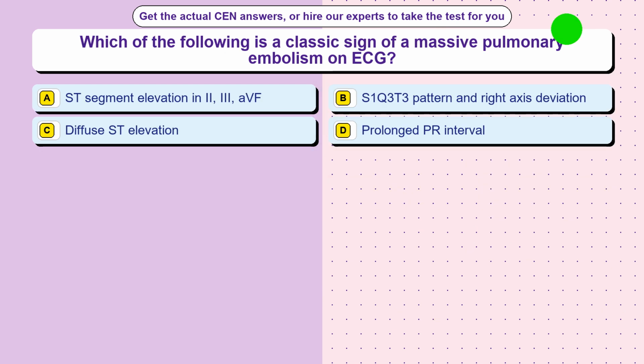Question 88. Which of the following is a classic sign of a massive pulmonary embolism on ECG? Option A, ST segment elevation in II, III, aVF. Option B, S1Q3T3 pattern and right axis deviation. Option C, diffuse ST elevation. Option D, prolonged PR interval.